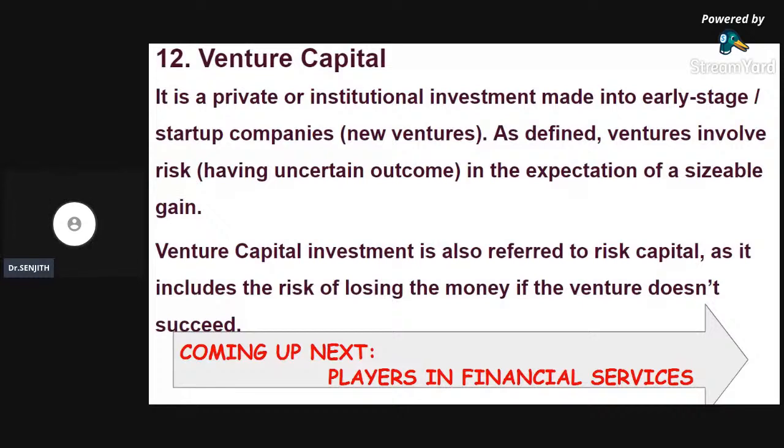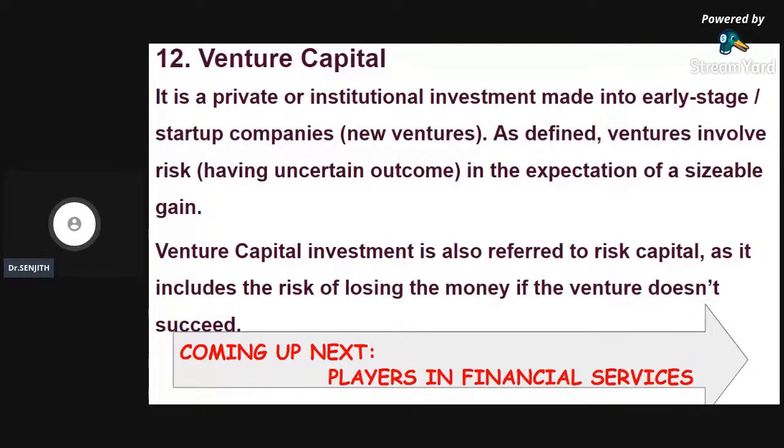And venture capital, the last financial service. It is a private or institutional investment made into startup companies, that is, new ventures. As defined, ventures involve risk in the expectation of a sizable gain or large amount of gain. So venture capital investment is also referred to as risk capital, as it includes the risk of losing the money if the venture doesn't succeed.